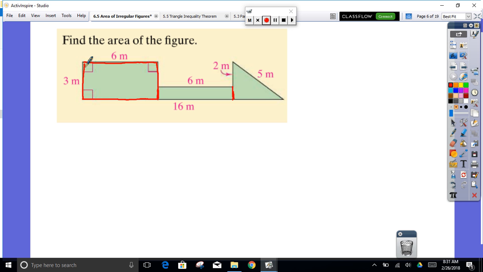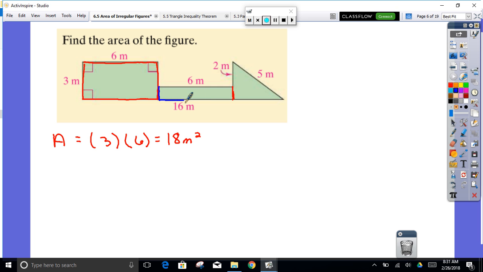So we have this shape, which is a rectangle. We use the formula for parallelogram, so let me find the area of that shape. And I'm going to color code. You might need to write area of rectangle or area of parallelogram. The area of the red shape is just 3 times 6, which is 18 square meters.